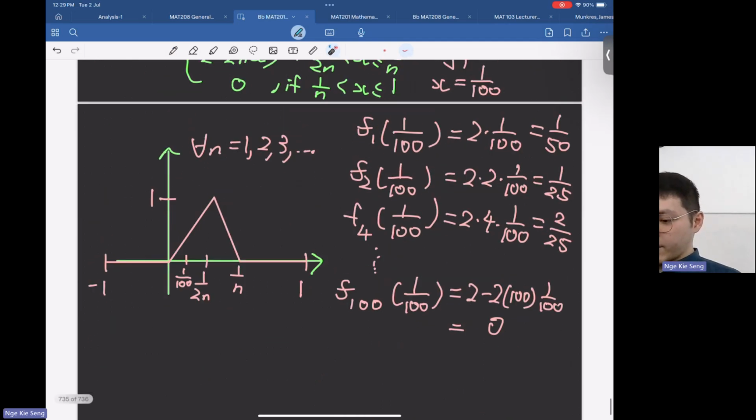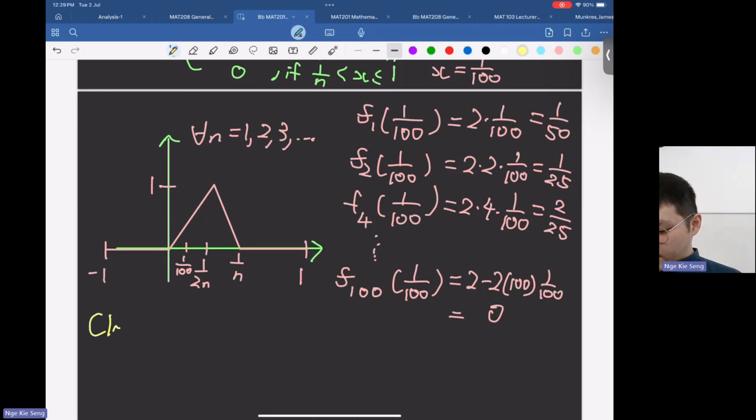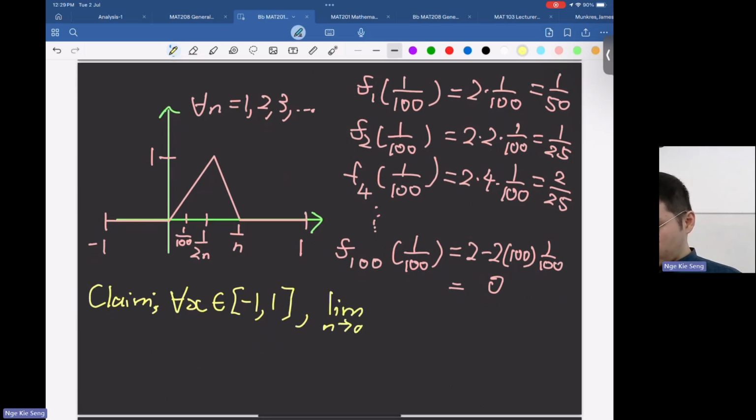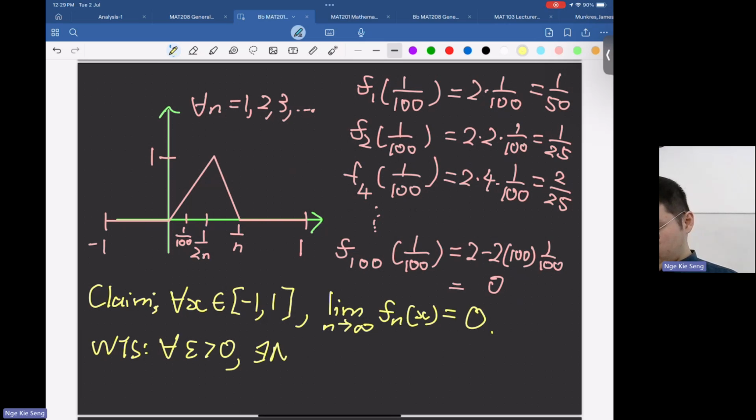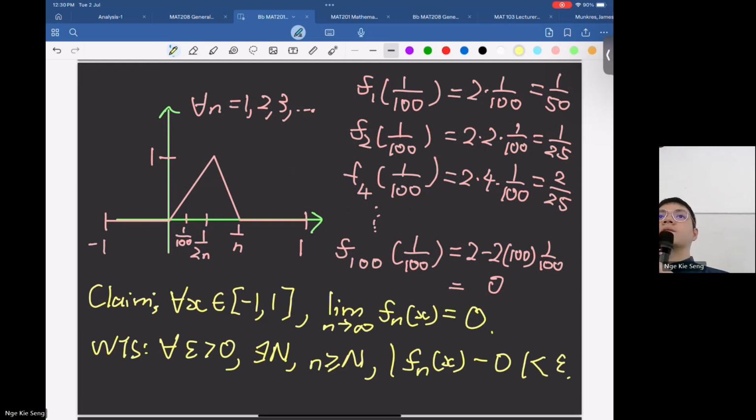So this is my claim. Let's put down the claim. Claim: for every x in (-1, 1), the limit as n goes to infinity of f_n(x) is 0. So what do I need to show? I need to show that for every epsilon greater than 0, there exists an N such that for all n greater than N, |f_n(x) - 0| is less than epsilon. Okay or no?